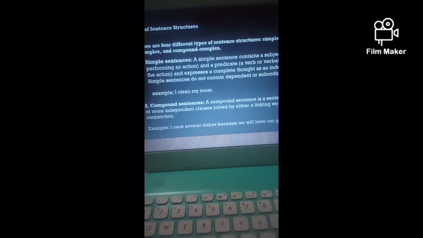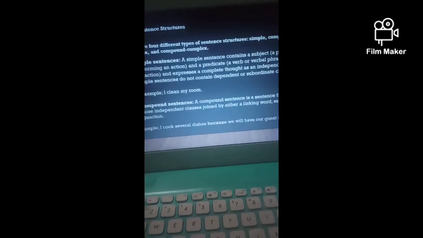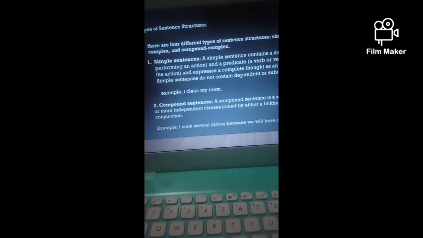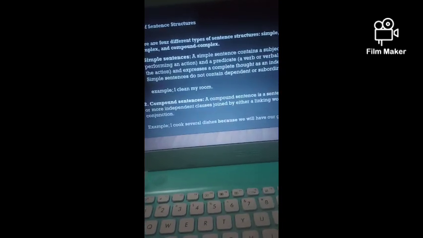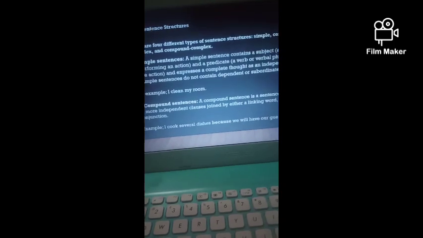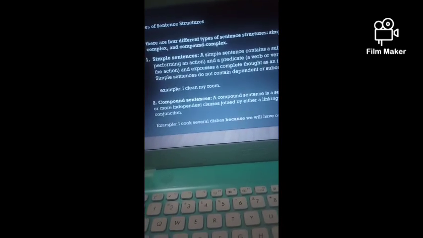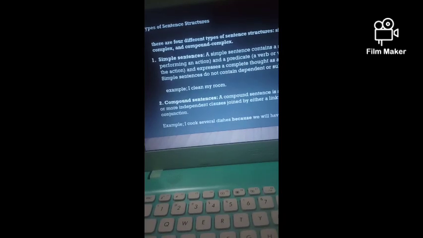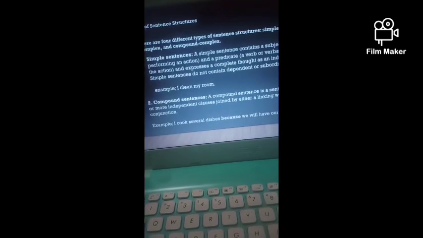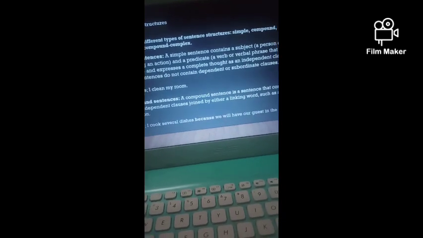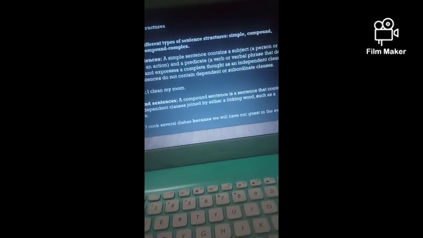Compound sentence. A compound sentence is a sentence that contains two or more independent clauses joined by a comma or a linking word, such as a conjunction. For example, I cook several dishes because we will have our guests in the evening.